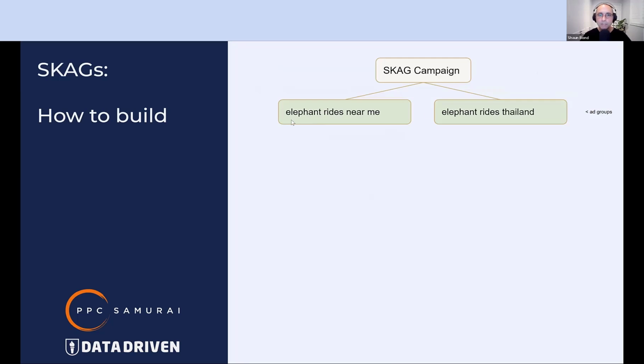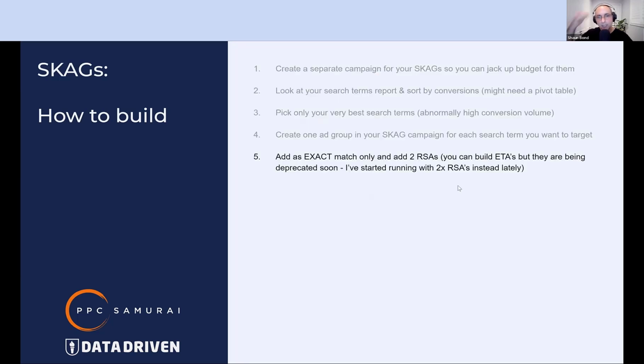So we've got a search term that's elephant rides near me and another search term, elephant rides Thailand. Let's just say those two met our criteria and they've got plenty of volume and we're really keen to have them as single keyword ad groups. So that's what our campaign structure currently looks like. The next thing that you need to then go and do is add those search terms as keywords as exact match only and add 2 RSAs.